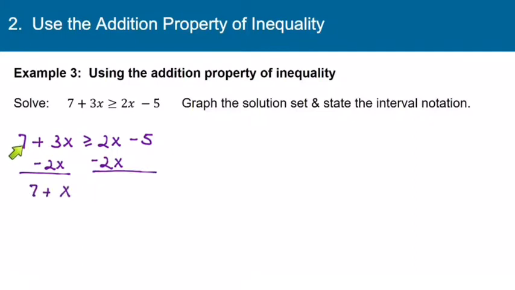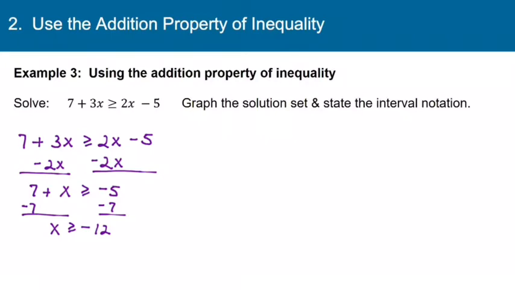That's going to give us 7 plus 1x, see, 3x minus 2x is 1x, is greater than or equal to 2x minus 2x, which is 0, minus 5. So we'll just have greater than or equal to negative 5. Okay, now we're trying to isolate the x, so the next thing to do is subtract 7 from both sides, and that's going to give us x is greater than or equal to negative 5 plus negative 7, which is negative 12.